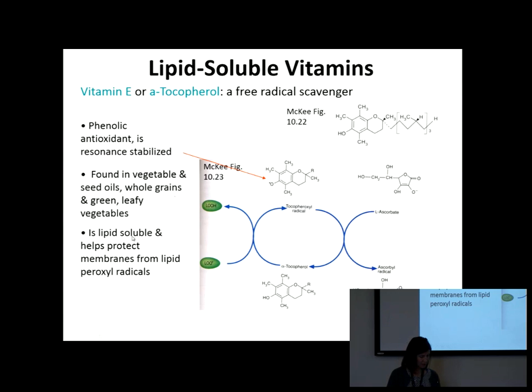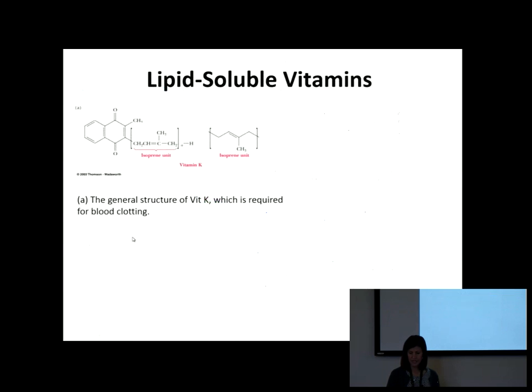And vitamin K is required for blood clotting. Where did we see this isoprene unit before? Where did we see this isoprene unit that was repeated 10 times?